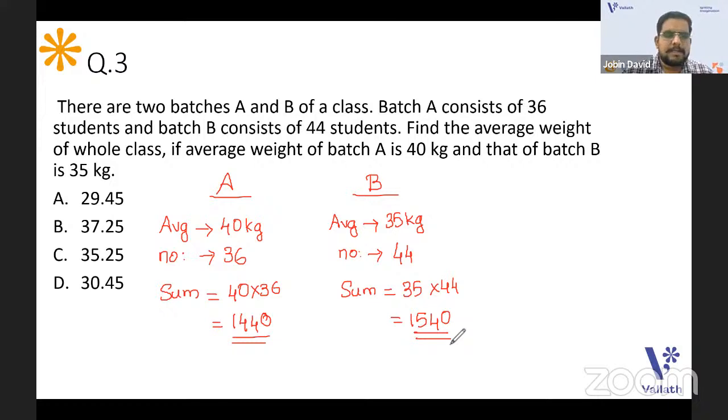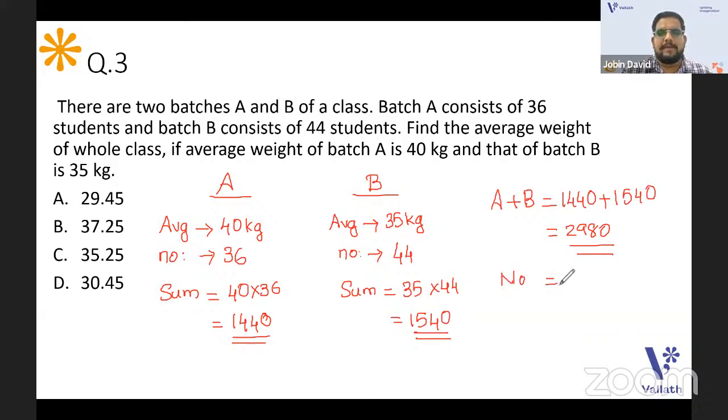So what do you want? The average weight of the whole class. So obviously you should take A plus B. What is the sum of A plus B? That is 1440 plus 1540. You'll get the answer as 2980. This is the sum. And what is the total number? Total number what we have is 80.